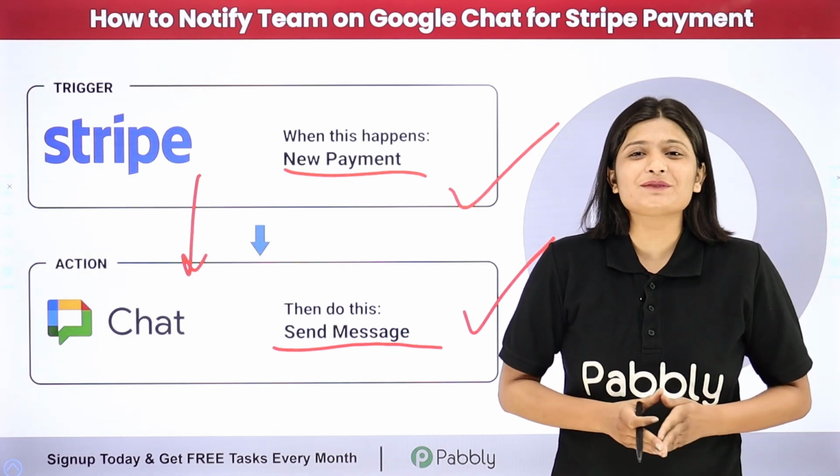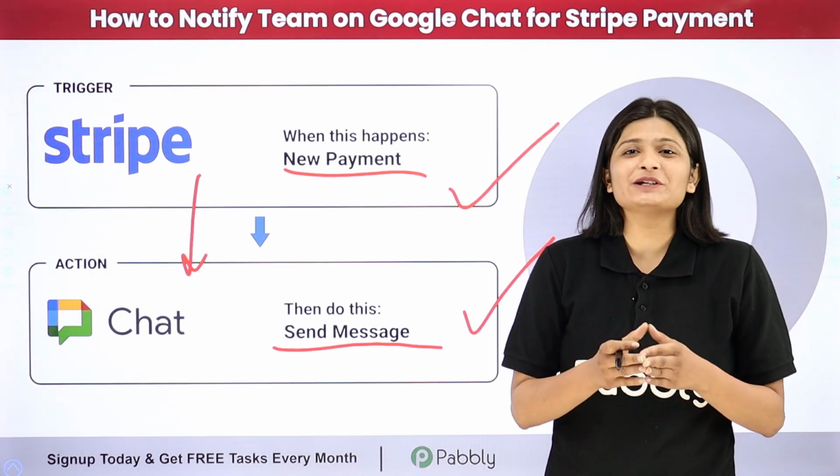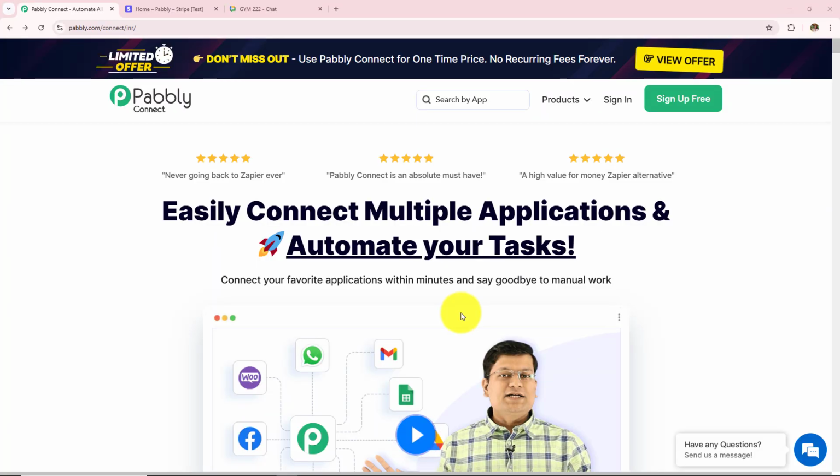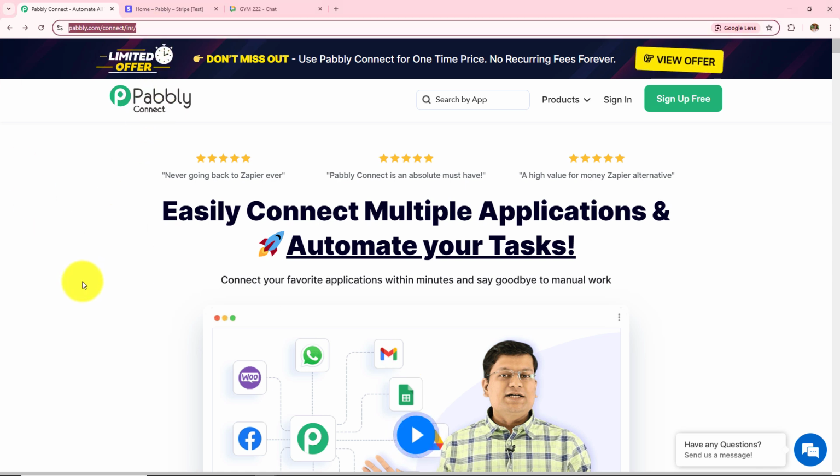If you want to learn this amazing automation step by step, then let me take you all to my screen. In this video, we are going to learn how to notify team on Google Chat for Stripe payment. For this, we are going to create automation between Stripe and Google Chat with the help of Pabbly Connect. So this is the landing page of Pabbly, and you can visit this simply by typing pabbly.com/connect in your browser.